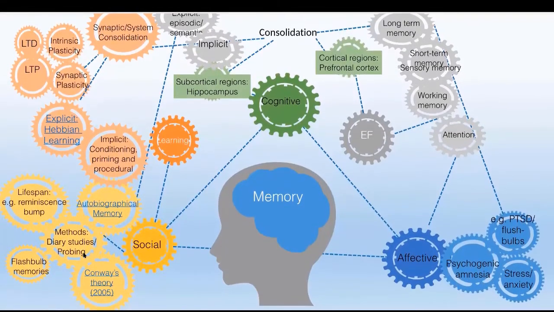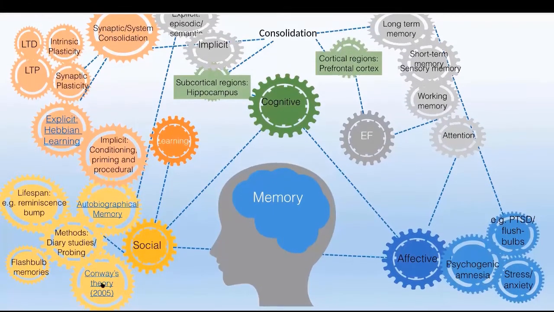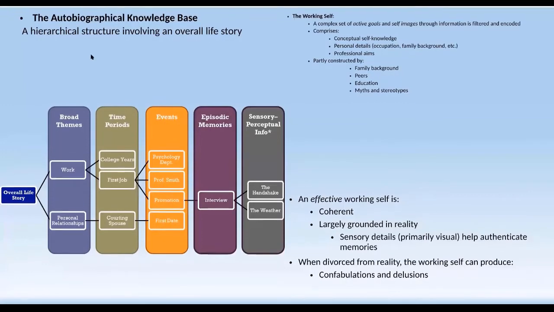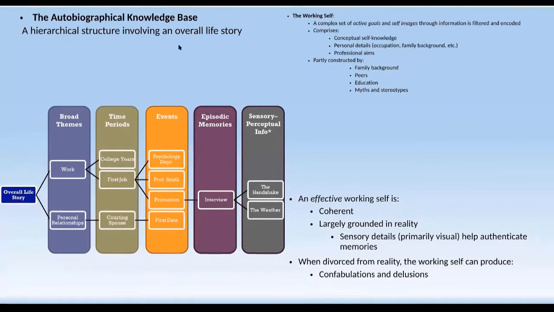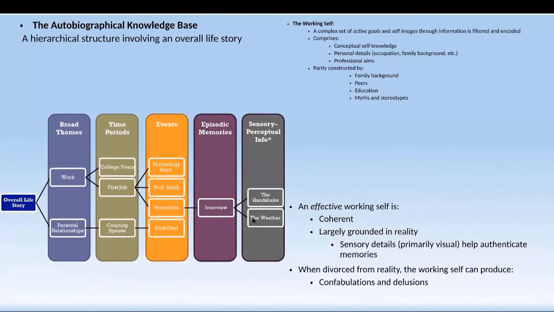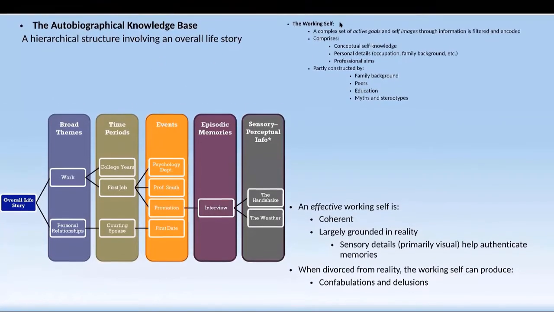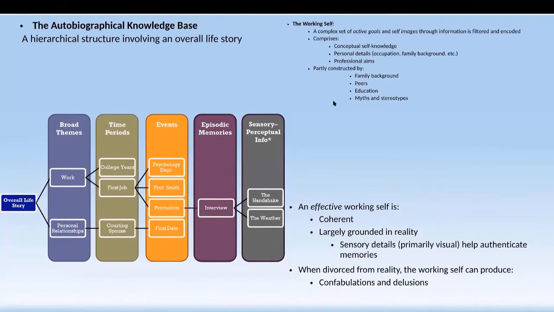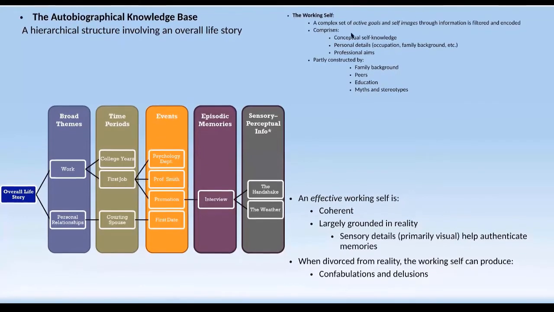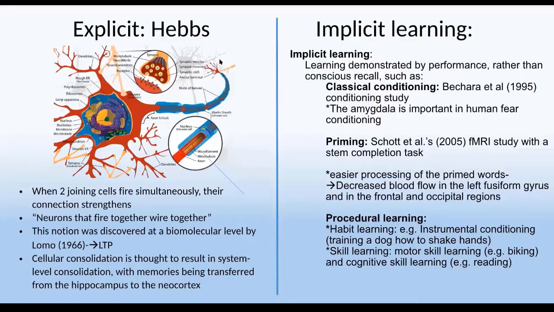And I have also presented Conway's theory of memory that, remember, considers the two components: the autobiographical knowledge base, which is just a hierarchy, consistent life episodes, and the working self, which for some authors is related to working memory, because this is more a dynamic process that involves a complex set of active goals and self-images.